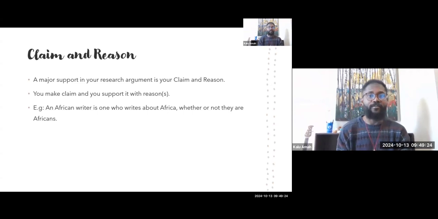Example, this is a claim. An African writer is one who writes about Africa, whether or not they are Africans. You've made a claim. And most times when you make your claim, people will be like, really? People want to know why. Why did you say that? And that is the reason. So your claim comes as a declarative statement, authoritatively. You'll be like, an African writer is one who writes about Africa, whether or not they are African. This is a claim.